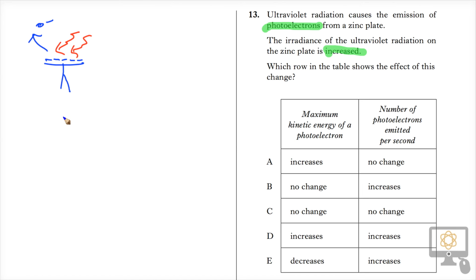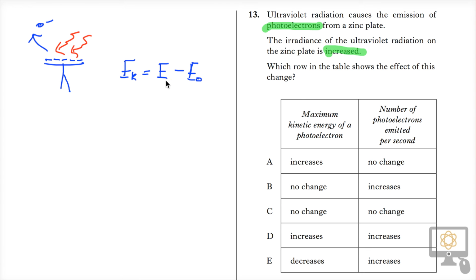And so the equation for the kinetic energy is that the kinetic energy of the electron emitted is equal to the energy of the photon, which I'll say is E, minus the work function, which I'm just going to call E naught in this case. Sometimes it's called W. So let's address each of these points in turn then. The maximum kinetic energy of the photoelectron. So the kinetic energy of the electron, called a photoelectron, that's emitted is dependent upon the energy of the photons and the work function of the zinc plate.